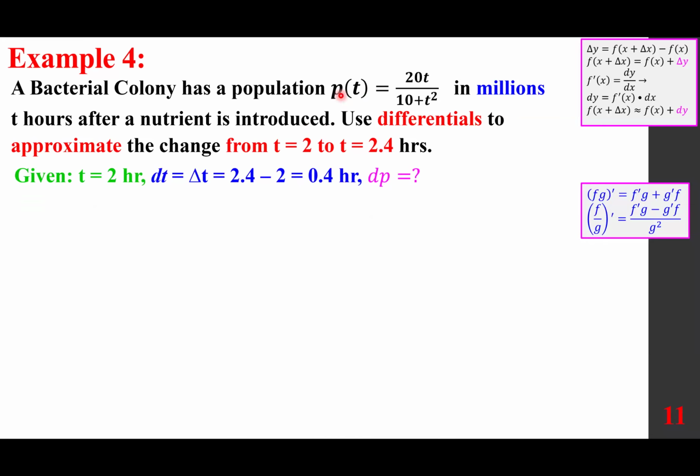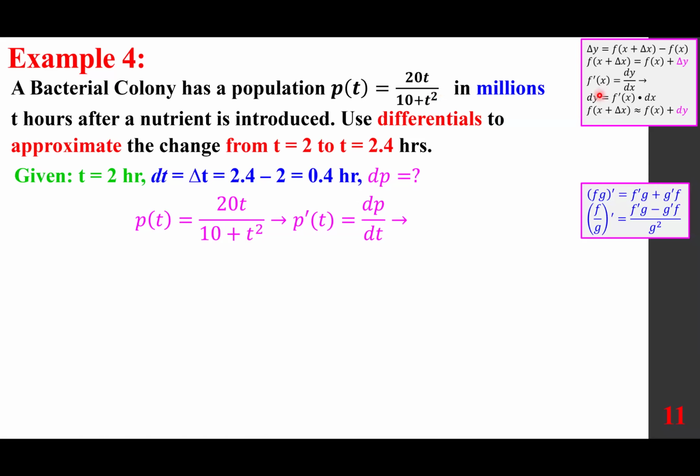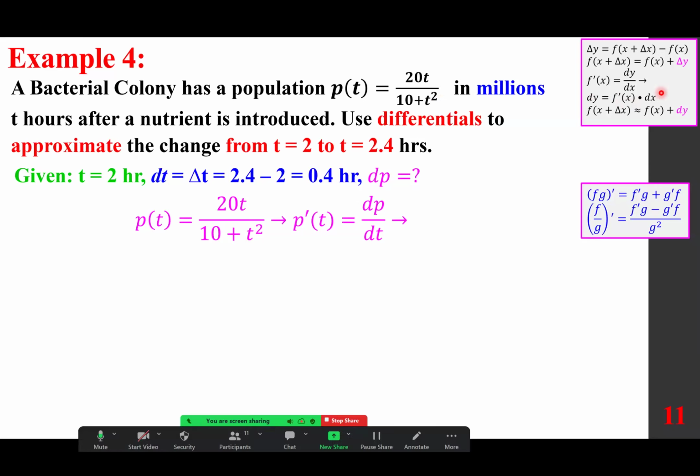How do we find that? Here's P of t, everybody. And P prime of t or dp dt, that means differentiate. And then as dy is f prime of x times dx, dp is p prime of t times dt.